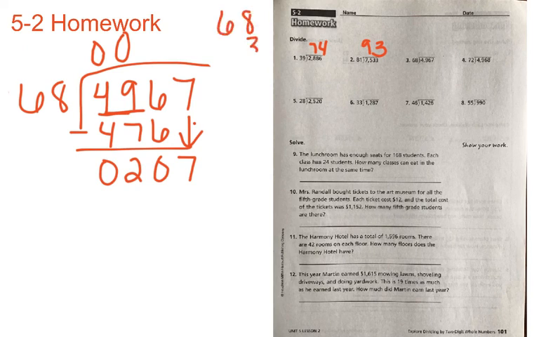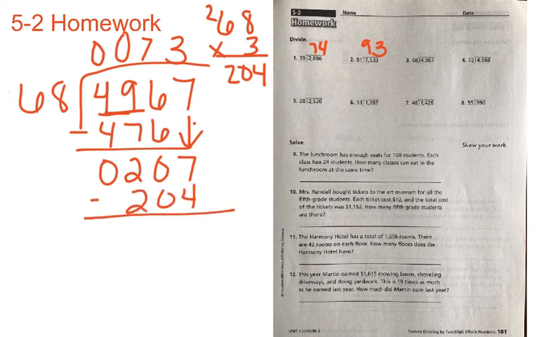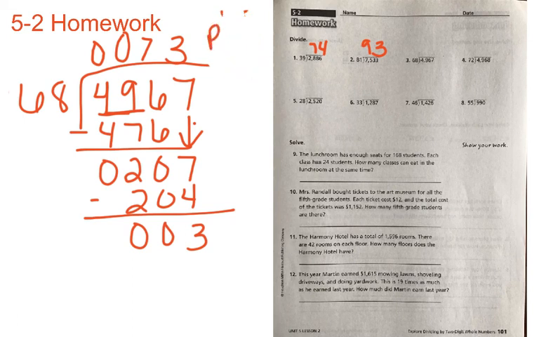68 times 3. 8 times 3 is equal to 24. Put down your 4, carry your 2. 3 times 6 is equal to 18, plus 2 is equal to 20, and so it's 204. So that is going to be exactly what we need here. And so we have to add our 3, and it's 204, and now we can complete our subtraction. 7 minus 4 is equal to 3, 0 minus 0 is equal to 0, and 2 minus 2 is equal to 0. So we are left with 73 and a remainder of 3.